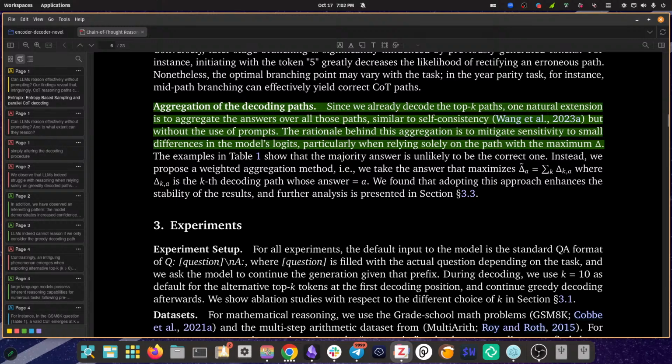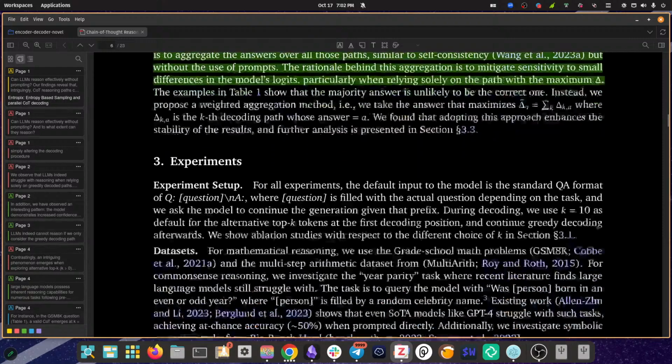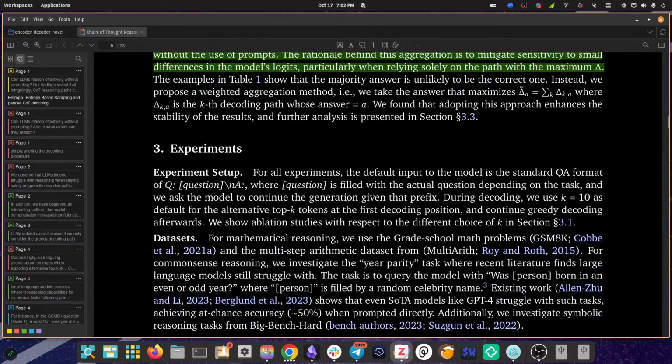And I think this seems to be relevant to me, where they're mentioning, since we already decode the top K paths, one natural extension is to aggregate the answers over all those paths, similar to self-consistency, but without the use of prompts. The rationale behind this aggregation is to mitigate sensitivity to small differences in the model's logits, particularly when relying solely on the path with the maximum delta. I really want a way to shortcut this delta if I could, but I don't see a way to get around it, if you need to grab all these paths.